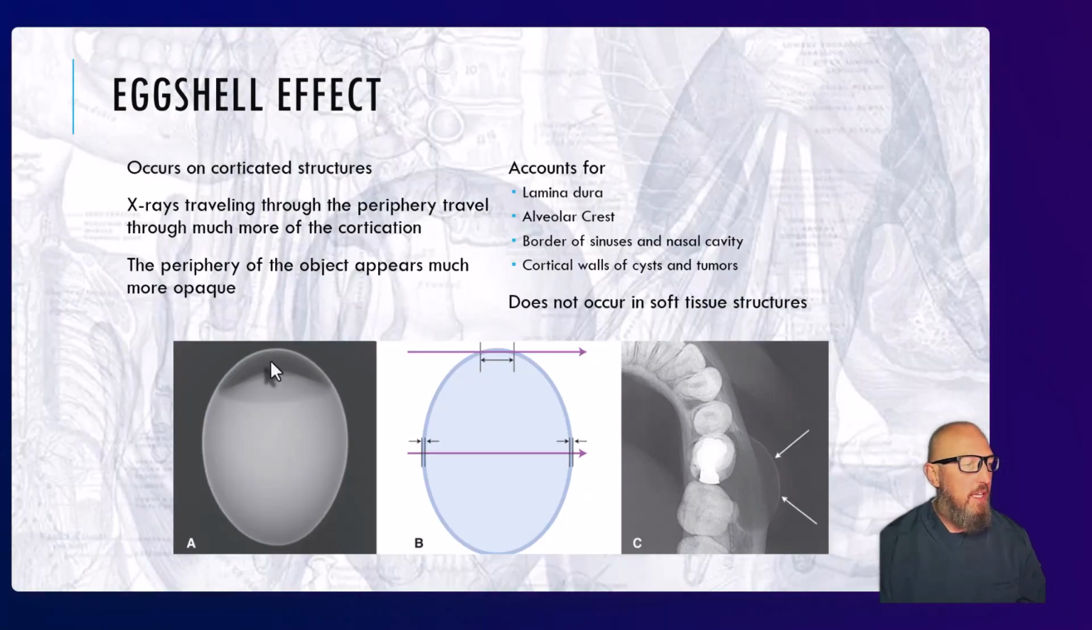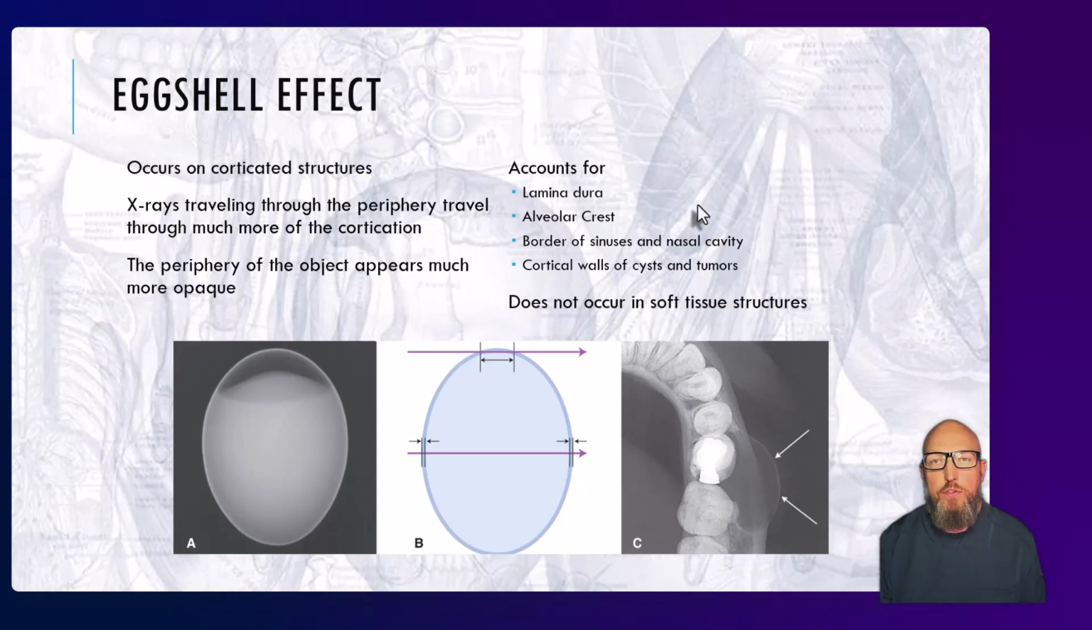And so that's what we see in the egg here, but it also accounts for a lot of things we see on radiographs: the lamina dura, the alveolar crest, the border of the maxillary sinuses and nasal cavity, but also it explains corticated borders of cysts and tumors. Those benign type of things, I said they grow kind of slowly, they maintain their shape, and bone can lay down new bone around it, and that's what forms that corticated border. And so this is a good sign to know in radiographic interpretation.